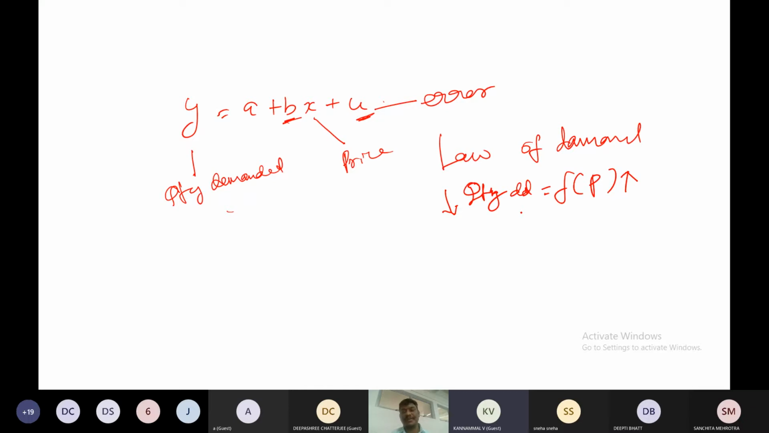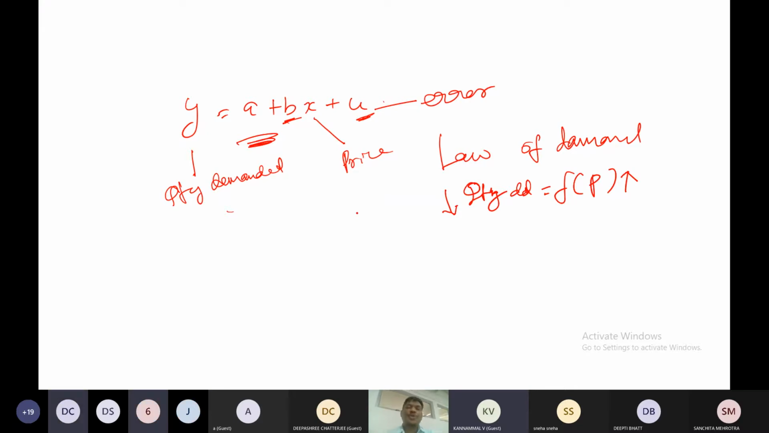That is the job of the statistician, so we are going to estimate it. If I want to go for this regression model, how many variables do I need?